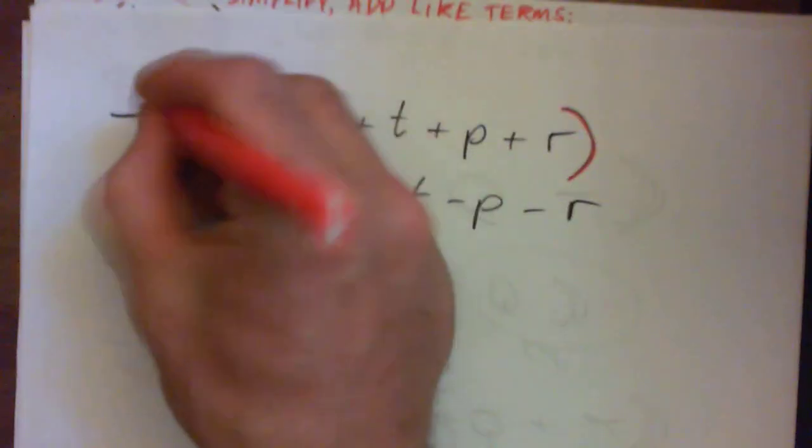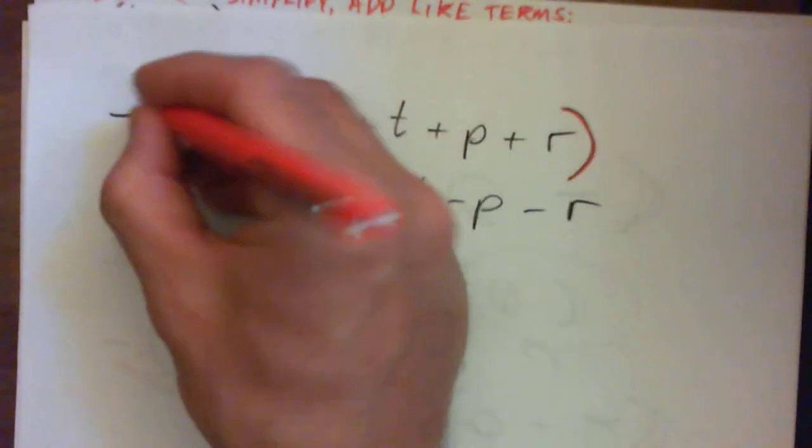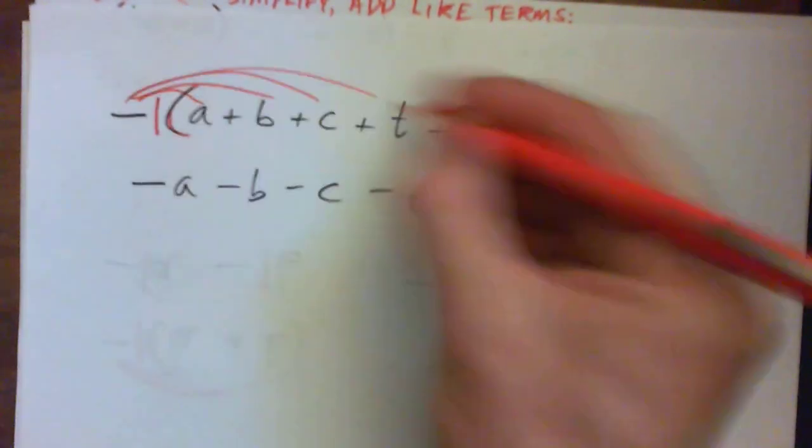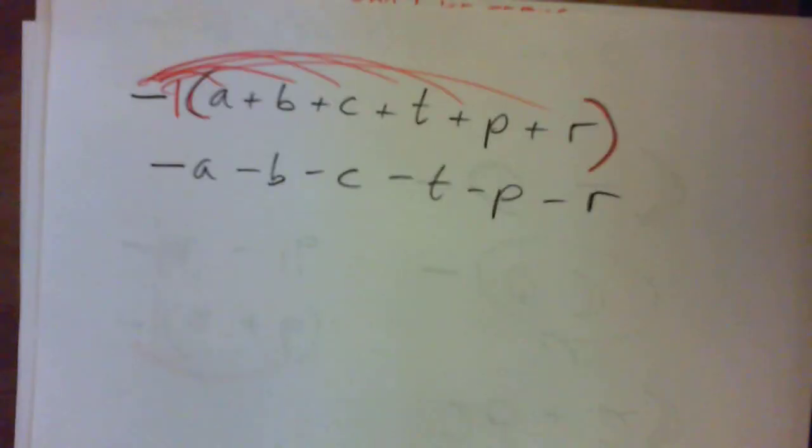Now, again, as you say, you can stick in a 1 there. And they go negative 1 times that, times that, times that, times that, times that, negative 1 times everything.